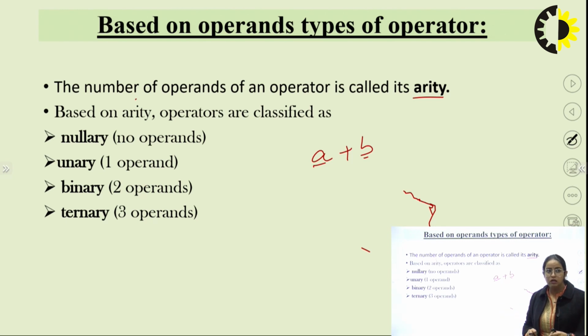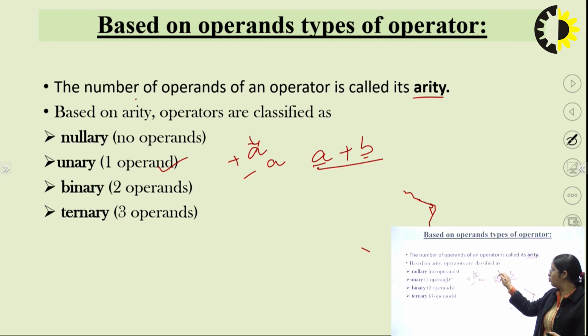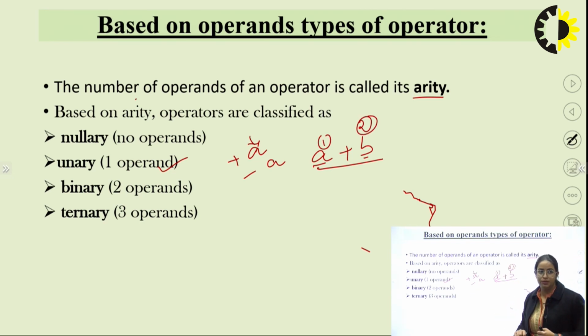What is a unary? When we have a single operand, like plus a or minus a, so we have a single operand. That is known as a unary operator. Then what is a binary operator? We are taking 2 operands, 1 and 2. We are taking 2 operands, that means binary operator.